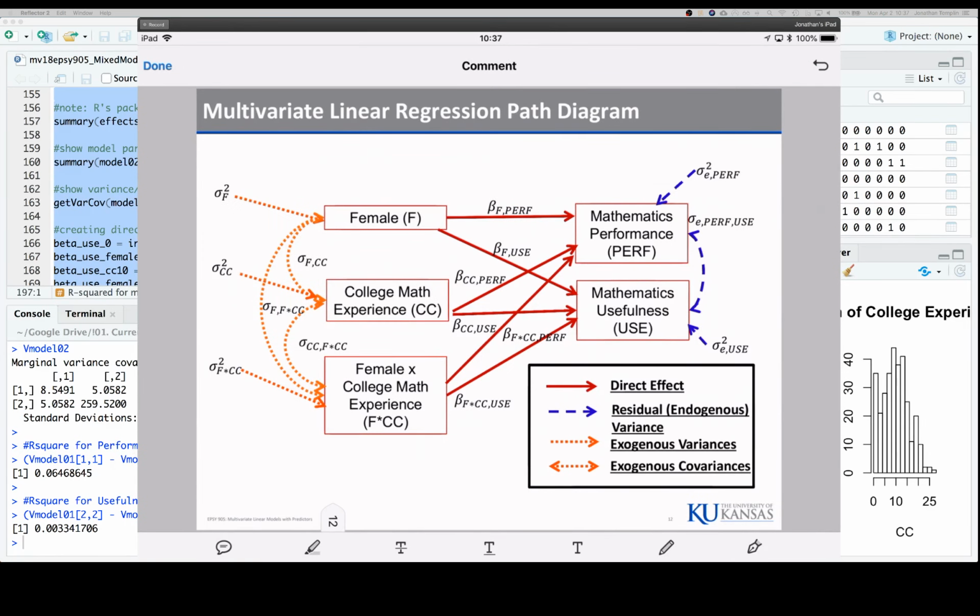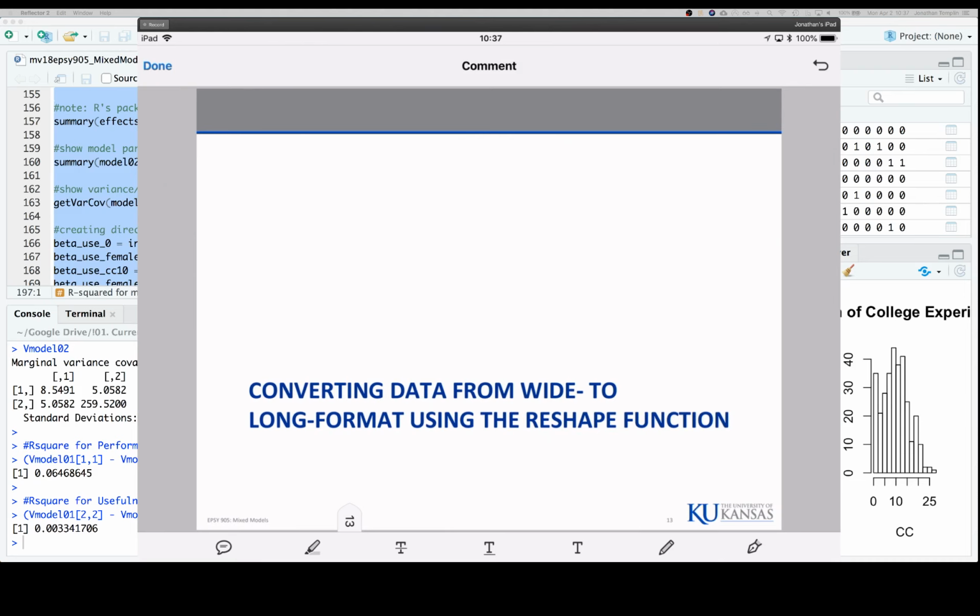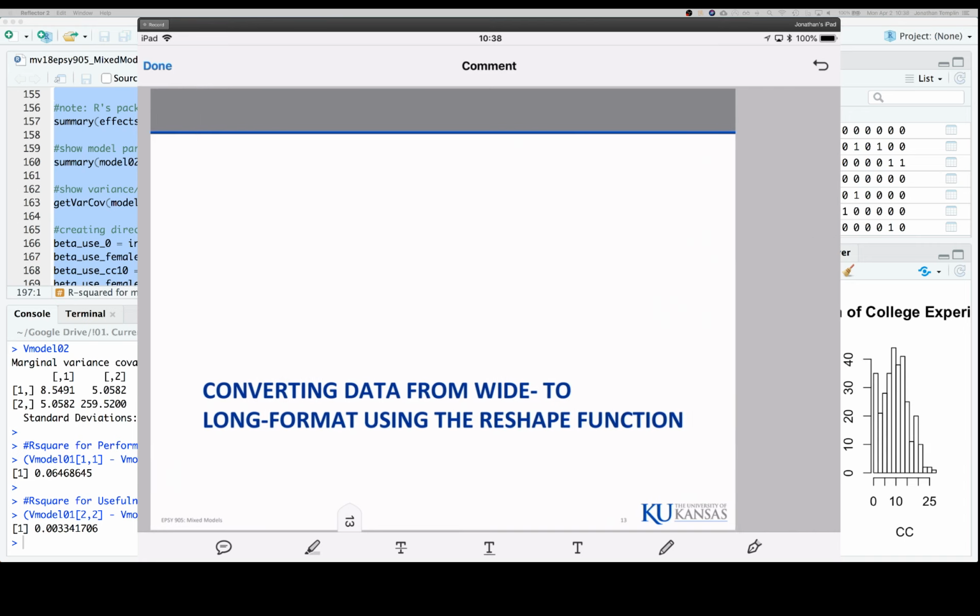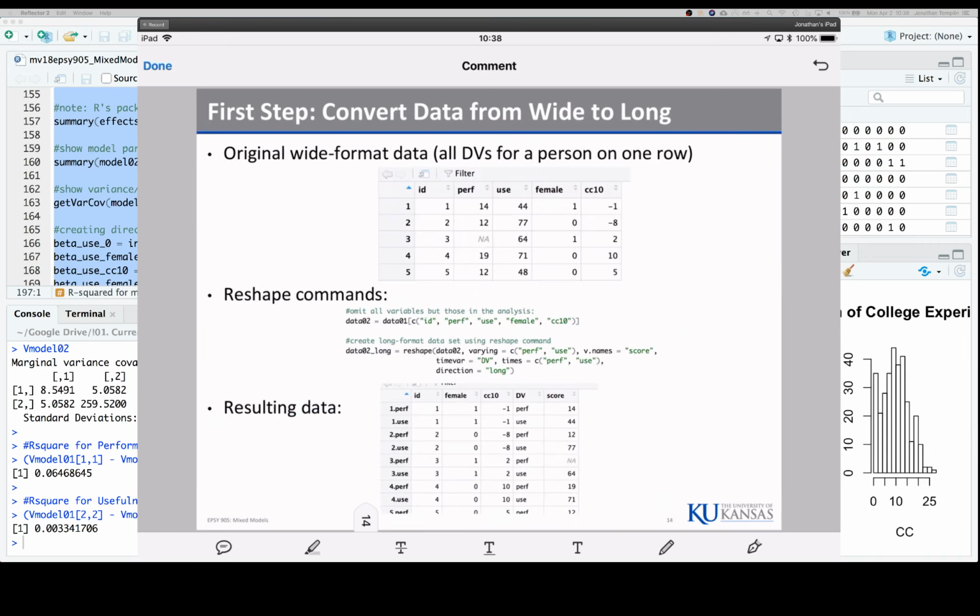Again, here is our path diagram that we're going to be pursuing today. The first step that we need to do, though, is to reshape our data into long format using the reshape function. So our original data looked like this. Here is each person: person 1, person 2, and so on. What we need to do is make it look like the following.